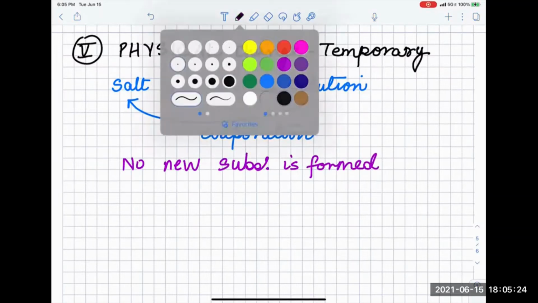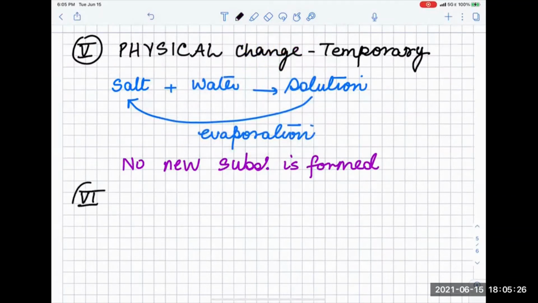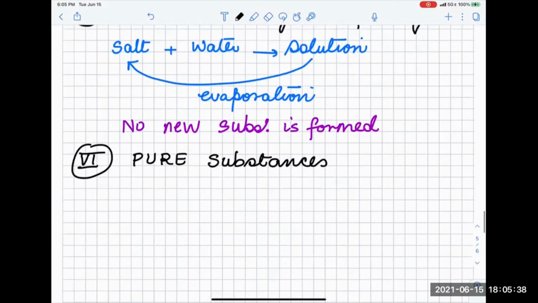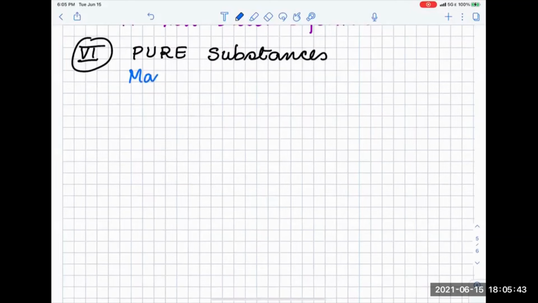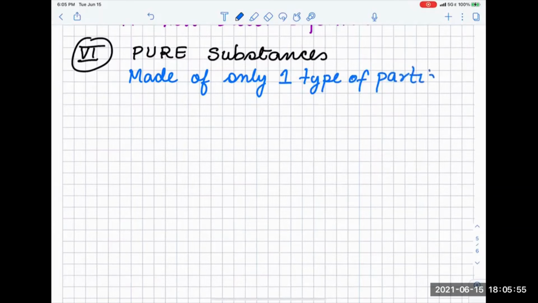Now let's look at the last part, which is about pure substances and mixtures. Now, what are pure substances? Pure substances are only made up of one type of particles. Pure substances are made up of only one type of particles. So here's an example.